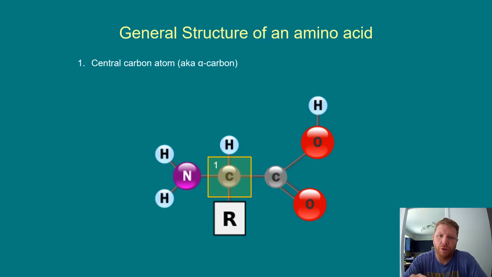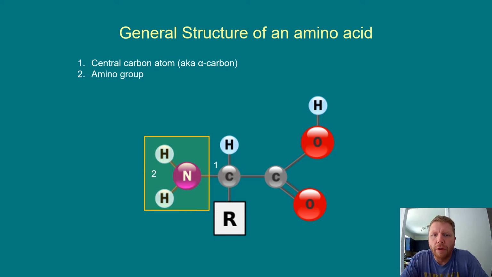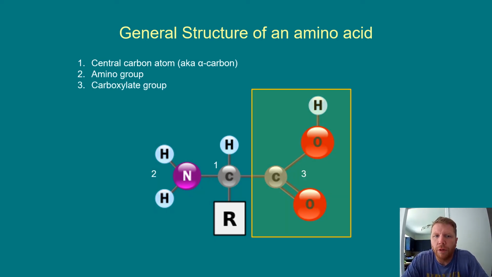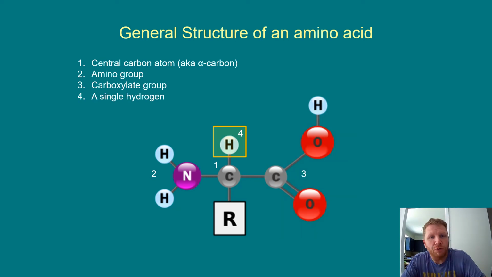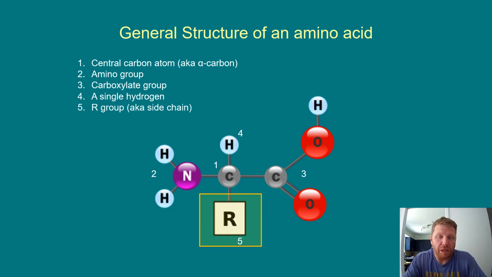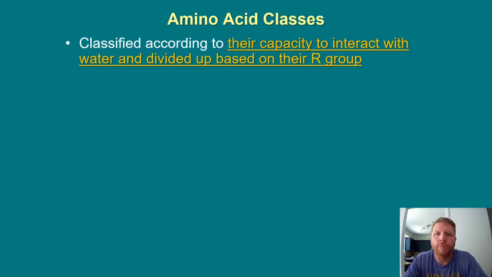Now, our general structure is like this. We already talked about that alpha carbon, that central atom, and then we've got our amino group, and we've got our carboxylate. We have a single hydrogen coming off of our central carbon, and then we have that unique R group or side chain that distinguishes every amino acid from one another.